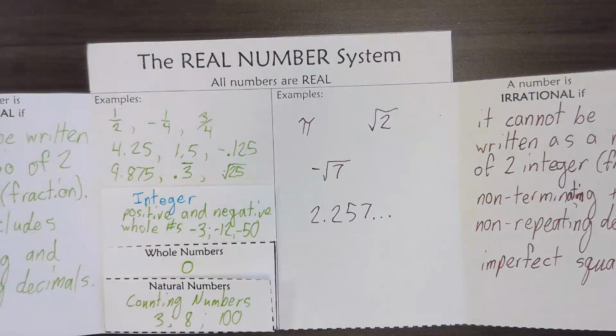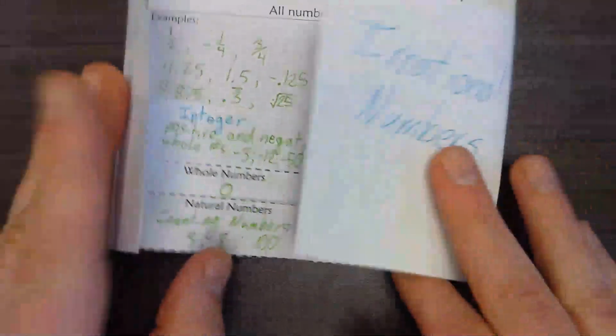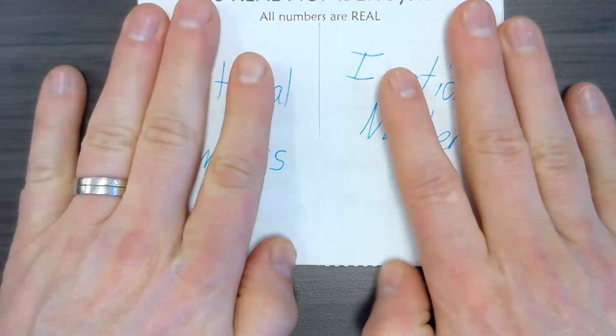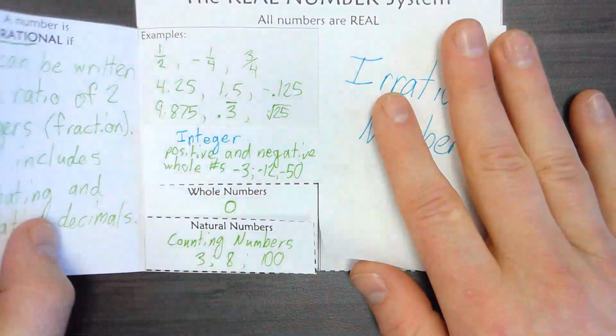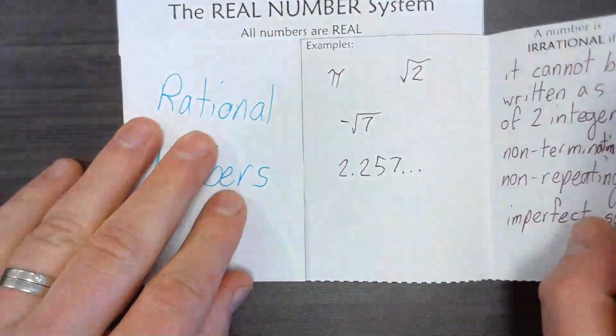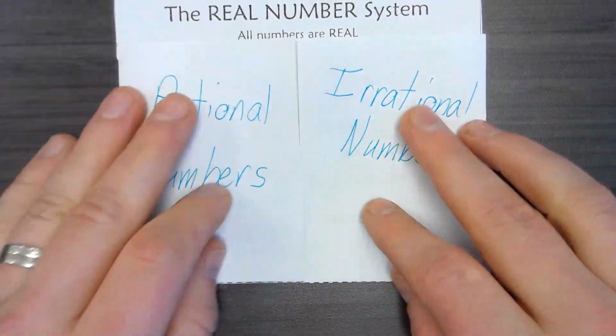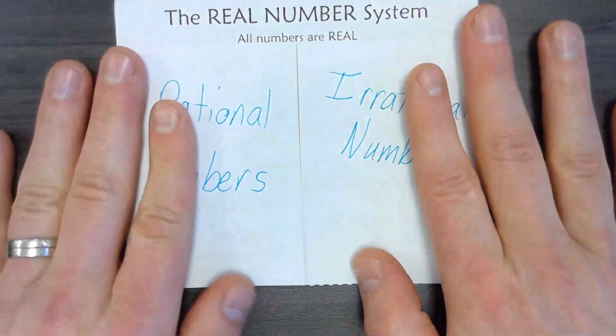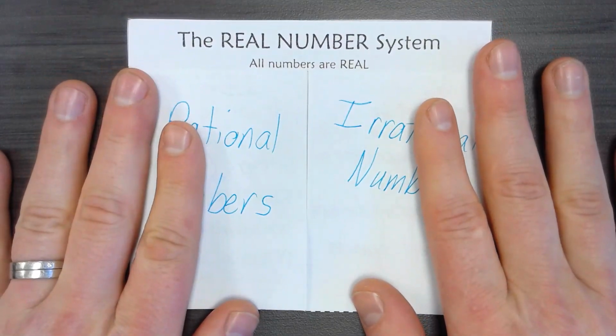Please let me know if you have any questions. I hope this was helpful. Remember, we can close the doors here and we can see the examples of rational numbers and irrational numbers, but you need to know these are all part of the real number system. Thanks.